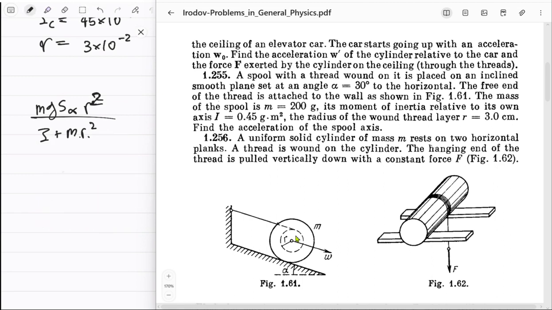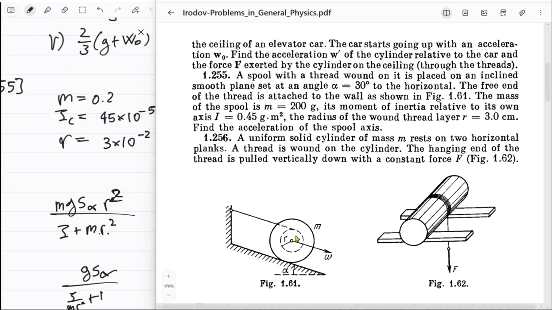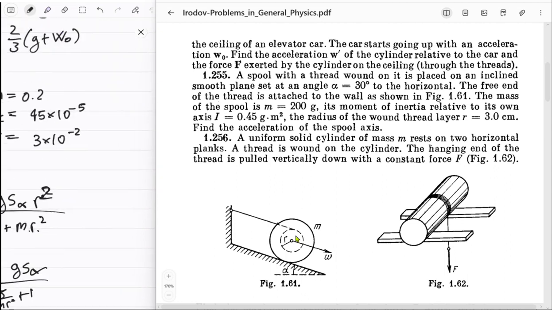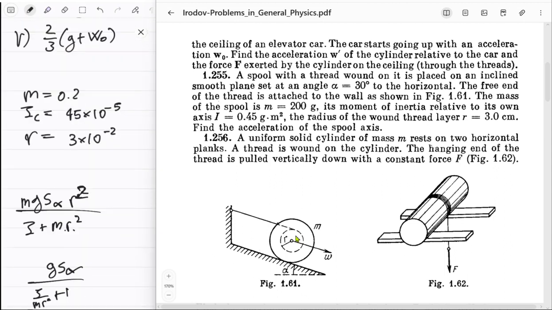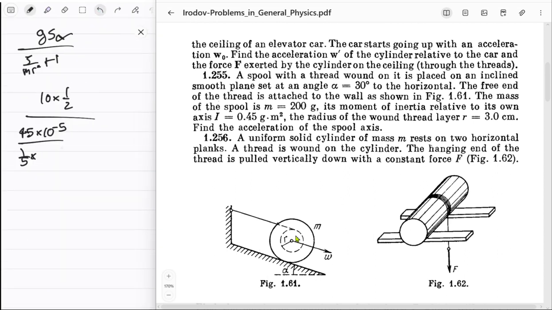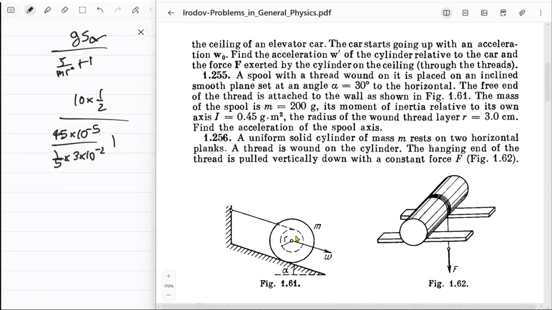g sine alpha upon I upon mr squared plus 1. So that's like 10 times 1 upon 2 upon what's I? I is this thing, 45 times 10 power negative 2. Oh, so 10 power negative 5, I think. Upon mr squared. So m is just 1 upon 5 and r is this thing, 3 times 10 power negative 2, and that thing plus 1 finally.